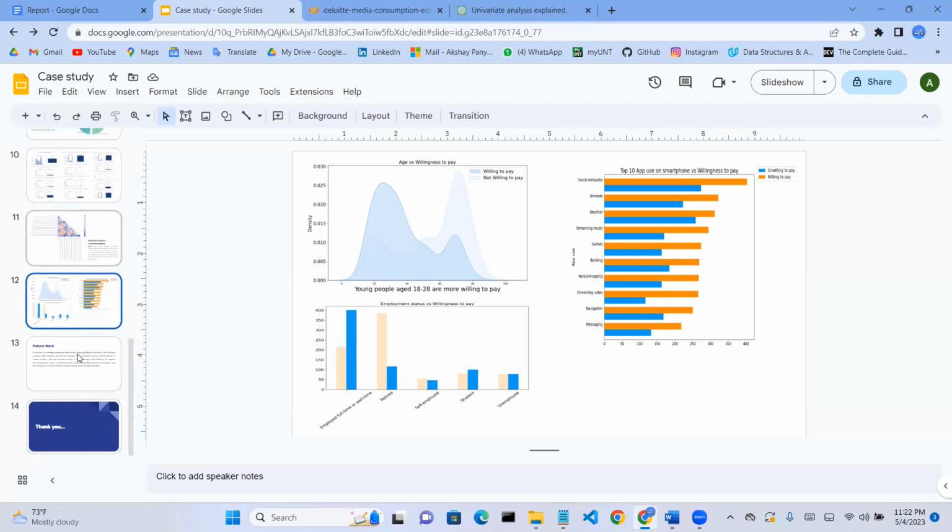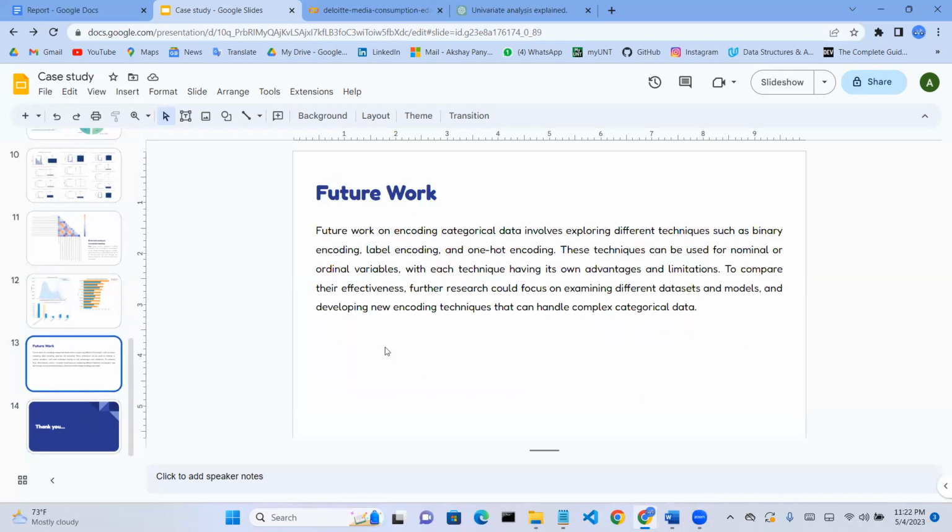And this is my analysis, and my future work will be on encoding categorical data, exploring different techniques such as binary encoding, label encoding, and one-hot encoding. These techniques can be used for nominal or ordinal variables.